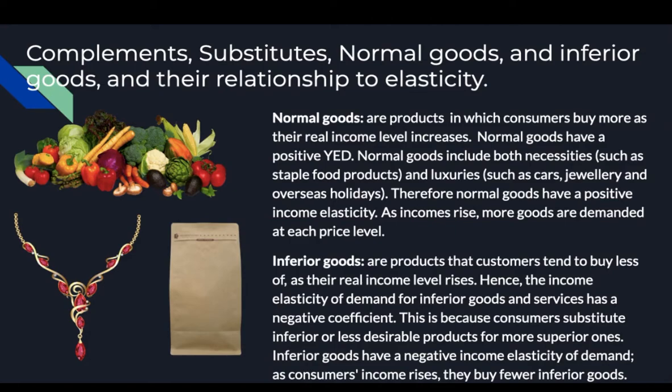So now I'll be going through inferior goods. Inferior goods are products that customers tend to buy less of as their real income level rises. Hence, the income elasticity of demand for inferior goods and services has a negative coefficient. This is because consumers substitute inferior or less desirable products for more superior ones. Inferior goods have a negative income elasticity of demand. As consumers' income rises, they buy fewer inferior goods.